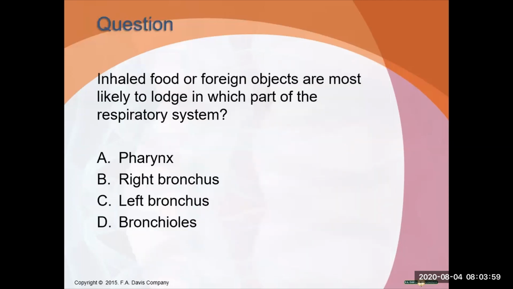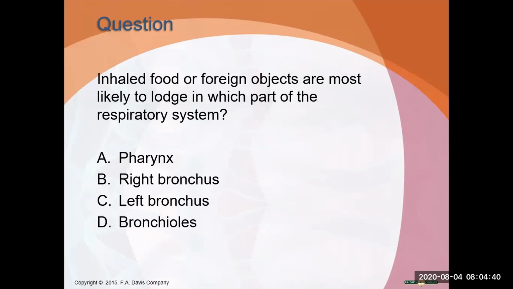Question: inhaled food or foreign objects are most likely to lodge in which part of the respiratory system? This is an important question that I think will appear on an exam or a test, either the exit exam, possibly the NCLEX, or another exam. This is going to be important also for us to know when we're wondering, has somebody possibly suffered from aspirating something? So we need to know where that might land in case we are looking maybe at an x-ray or something.